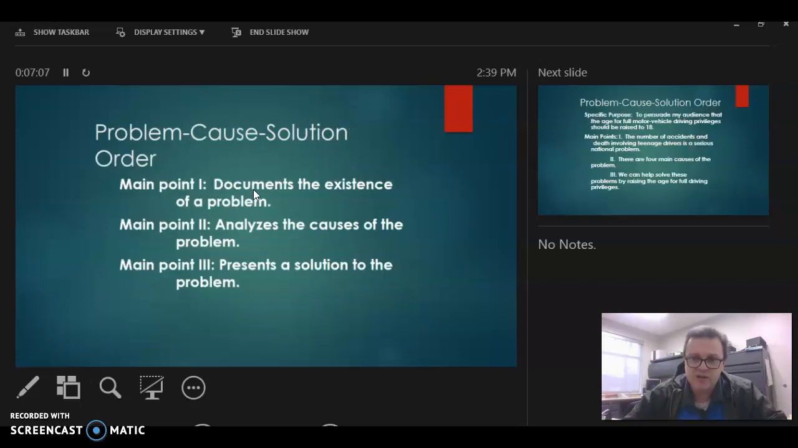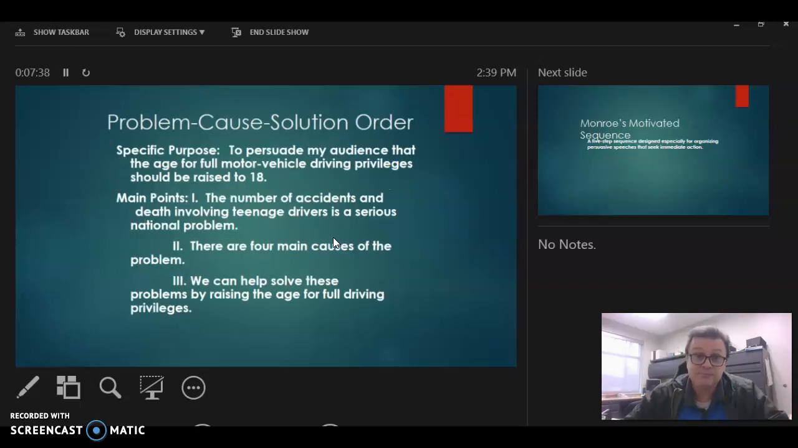So the first variation is the problem-cause-solution order, which basically means main point one tells us what the problem is, main point two analyzes where that problem comes from, and main point three gives us the solutions. So we've added a clear analytical main point in the causal section. The benefit of doing that is that when we have solutions, those solutions should pretty clearly address the causes of the problem, right? So we'll look at an example here.